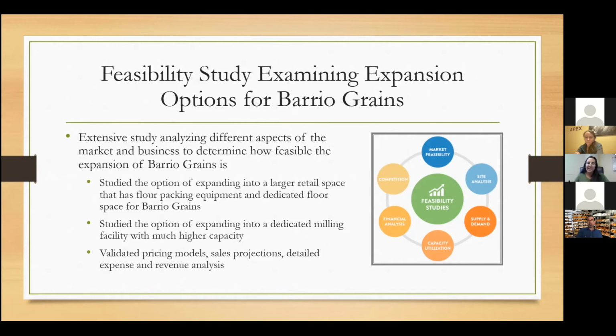We're going to need a little bit more market capacity to be able to justify it, because you're going to have a lot more equipment, a lot more labor to be milling fresh flour, and it's just not quite there yet. But the wonderful thing about Barrio Grains is it's going to continue to grow and develop this market, and we're hoping in time we can examine the milling facility and see when it can be a viable option.